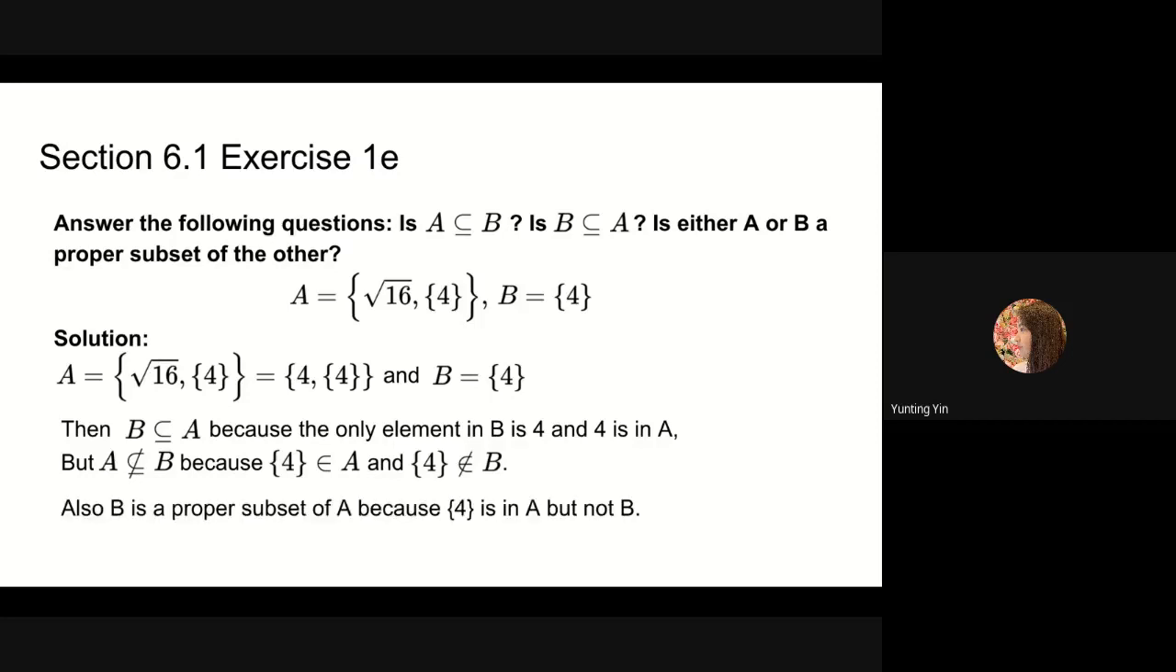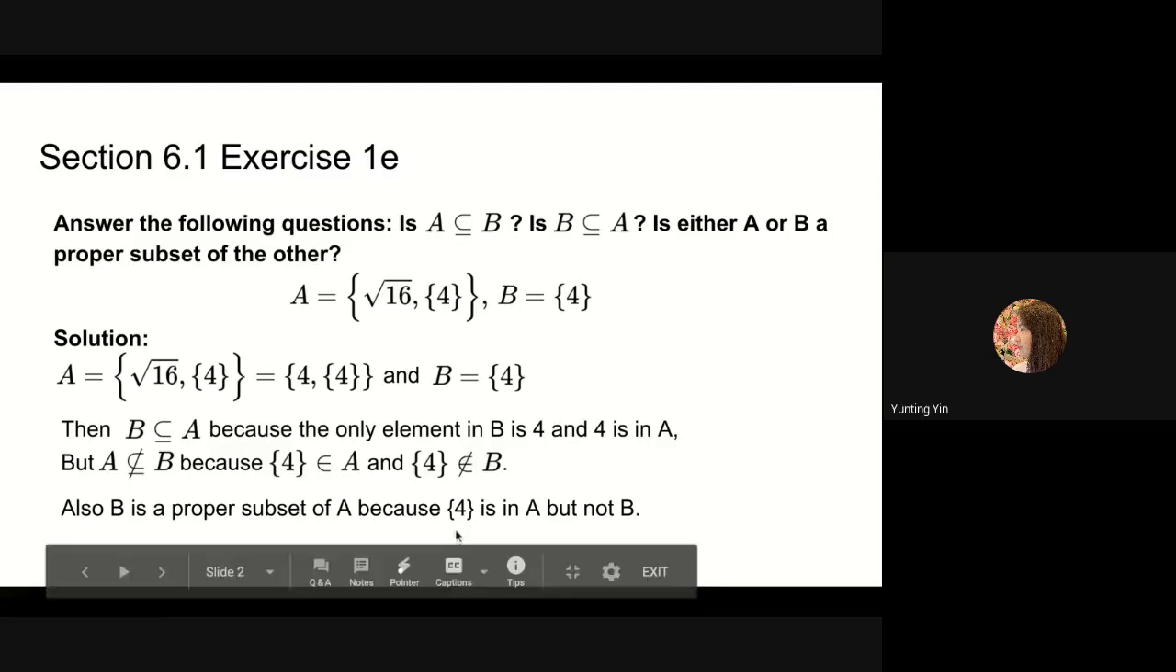But A is not a subset of B because the set that contains 4 is an element of set A, but that set is not an element of set B. By definition, a proper subset of a set is a subset that is not equal to its containing set. So B is a subset. B is a proper subset of A because this set that contains 4 is in A, but not in B. Any questions?